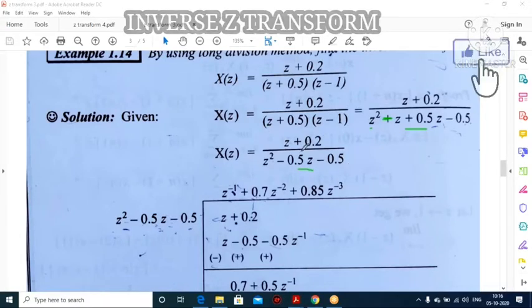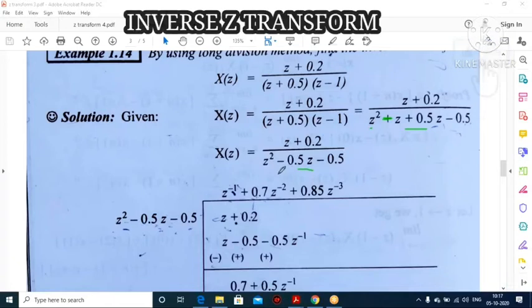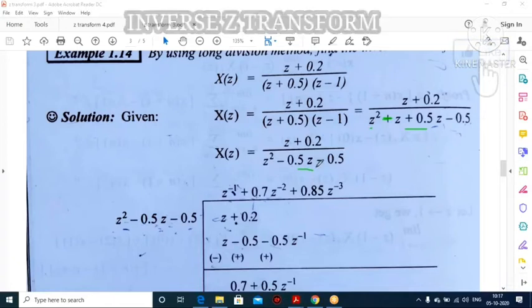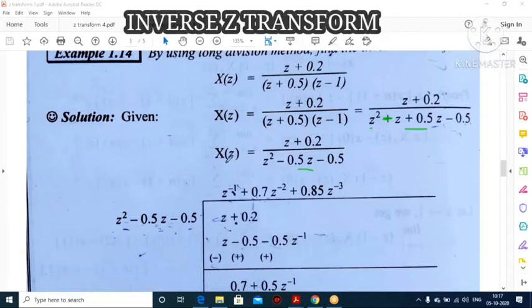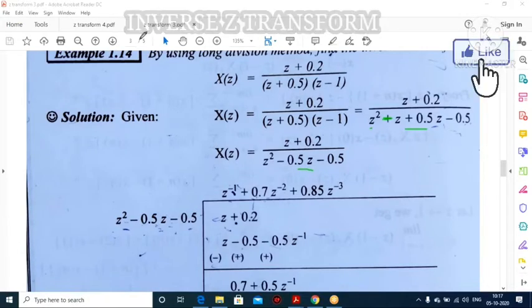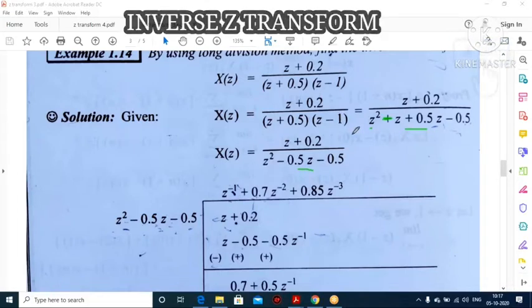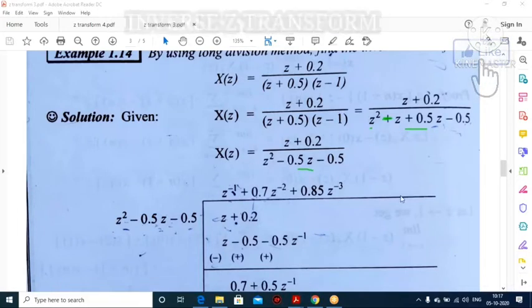Right. Now this is your X of z. You bring out this format, numerator by denominator. Whatever form it will be given in your problem, you just bring out this format. Okay, then only you can apply fusion method. Right. This is the rule. Right. First long division method.